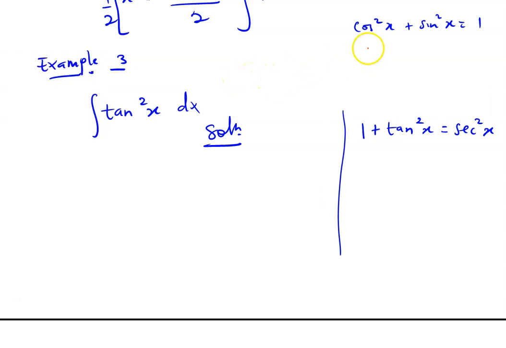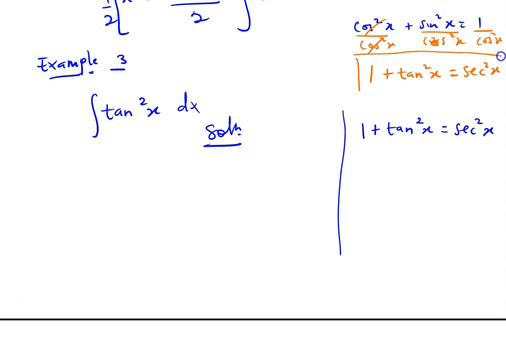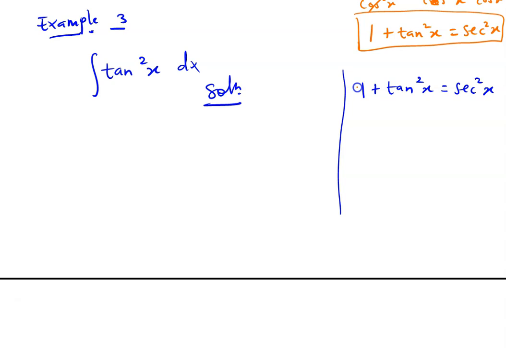cos squared x. So I'm dividing here by cos squared x, dividing here by cos squared x, and dividing here by cos squared x. This will give me 1, plus sine over cos is tan, so tan squared x equals sec squared x. So that is where we had that rule. You need to know this if you want to integrate tan squared x.